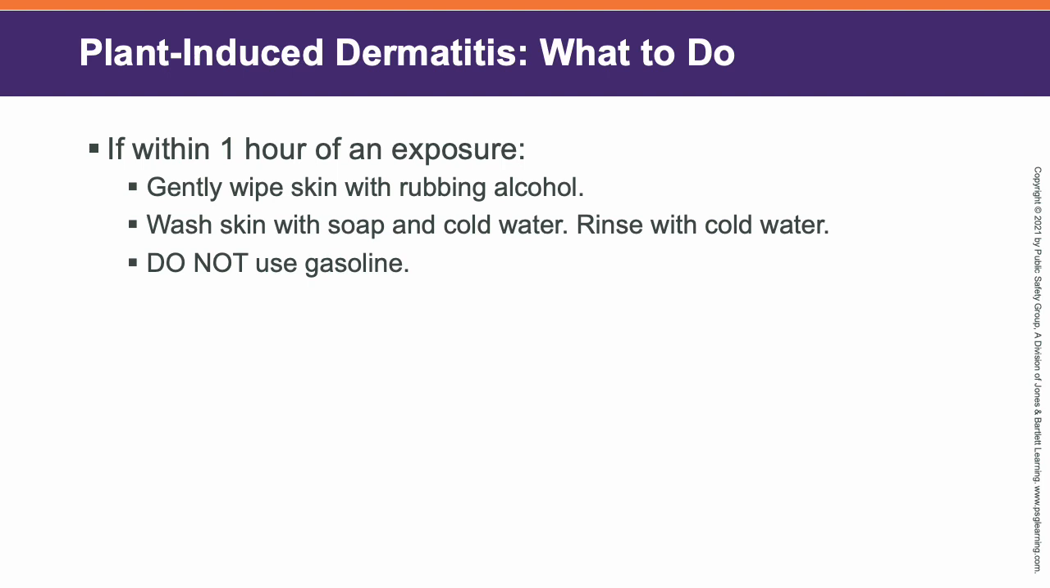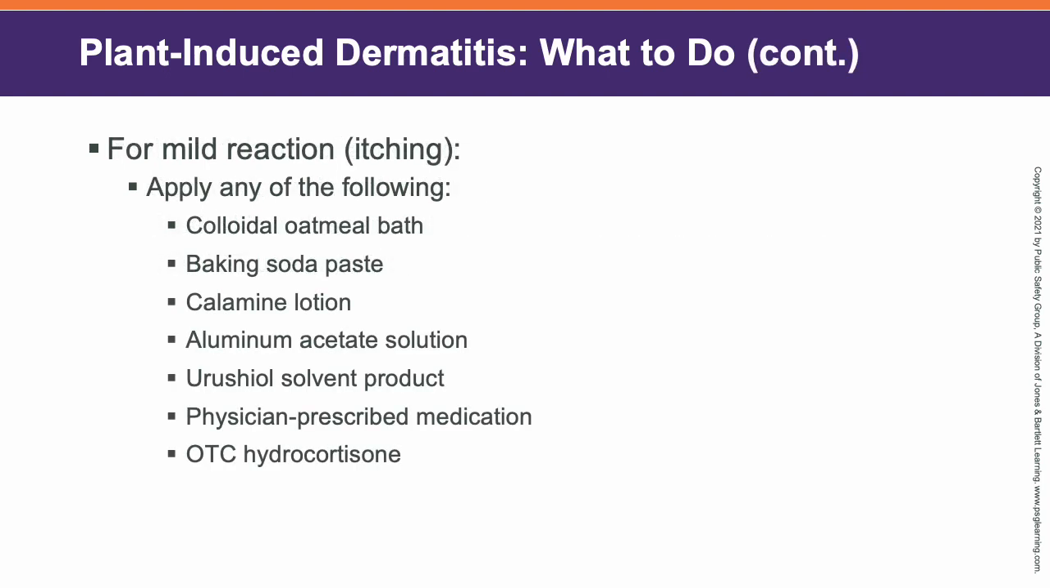As far as what to do, within an hour of exposure, try to gently wipe the skin with rubbing alcohol to clean it off. Wash it off with soap and water and rinse it with cold water. Don't use gasoline to get it off. Doesn't work. For mild itching, you can use a few different things. Use an oatmeal bath, baking soda paste, calamine lotion, aluminum acetate solution, urushiol solvent product, a physician prescribed medication, and over-the-counter hydrocortisone.